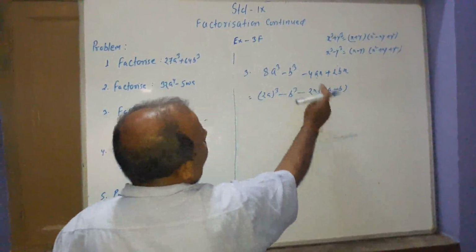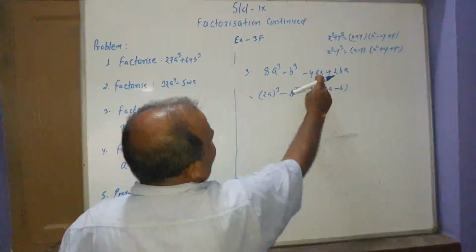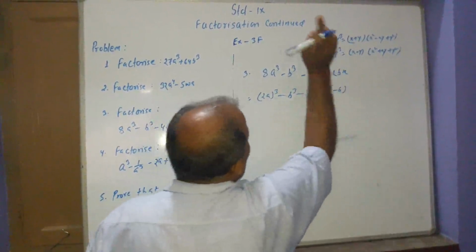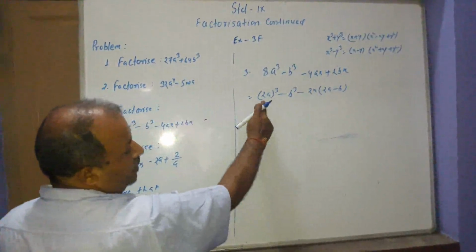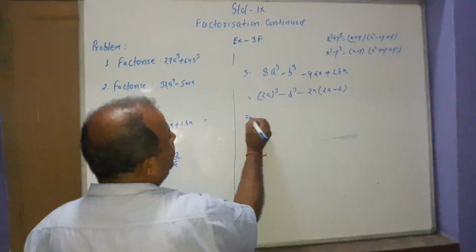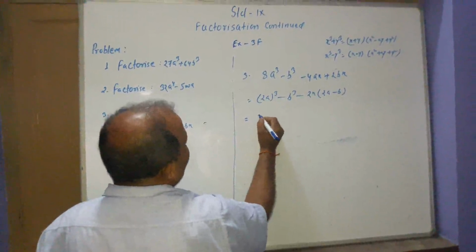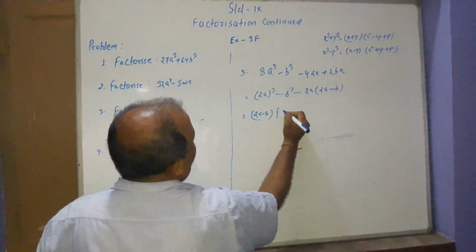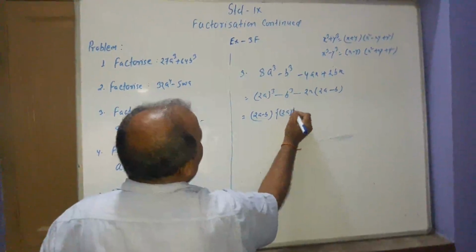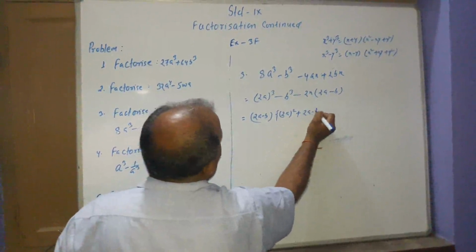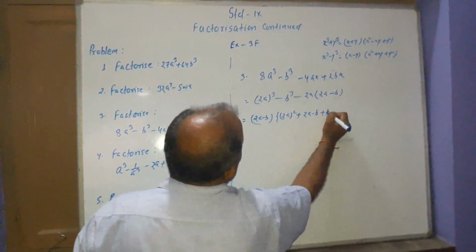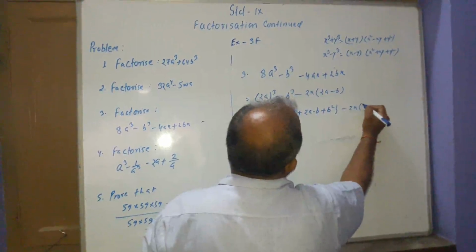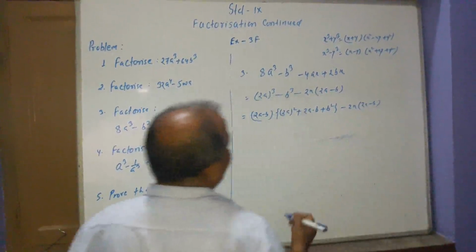2x into 2a gives 4ax, and 2x into b gives 2bx, with the minus sign. Now it is of the form a cube minus b cube, and on factorizing we get 2a minus b, and here the square of 2a plus 2a into b plus b square, and minus 2x into 2a minus b.